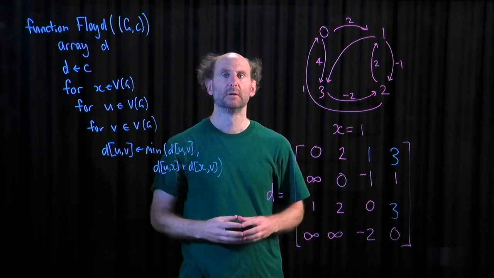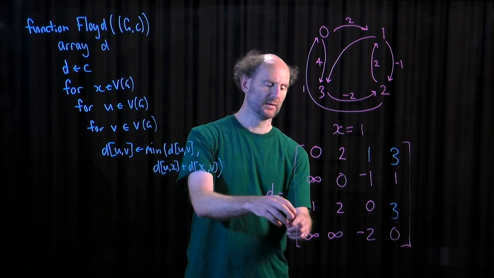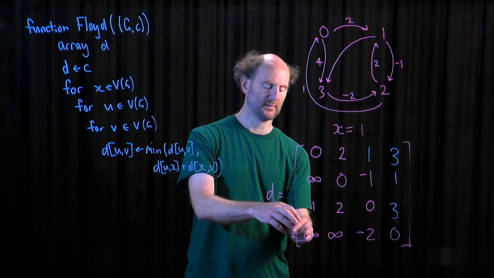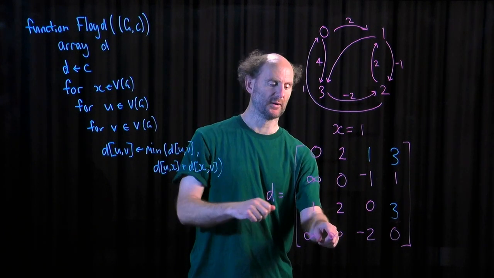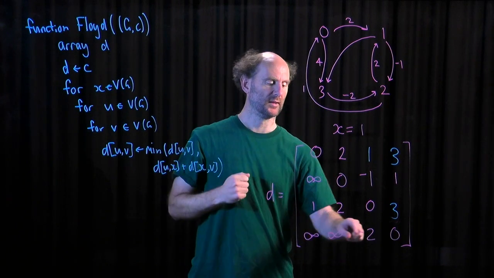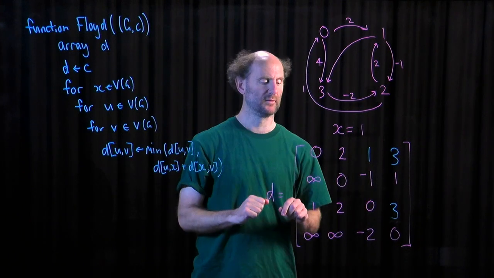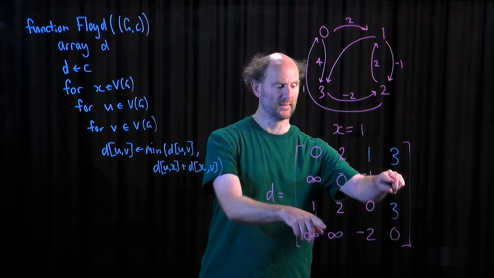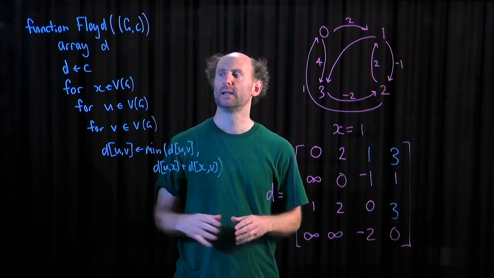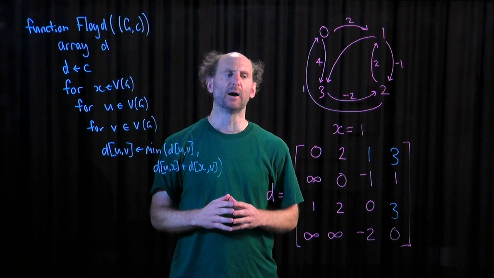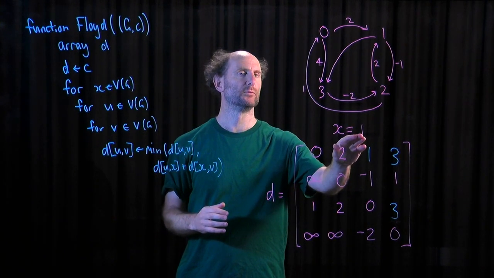Let's look at the last row. Is this infinity greater than the sum of these two numbers? No, it's not. Is this greater than the sum of these two numbers? Is this greater than the sum of these two numbers? No, it's not. Is this greater than the sum of these two numbers? No, it's not. So we've again completed an iteration of the outer for loop. We can update x to take the value 2.